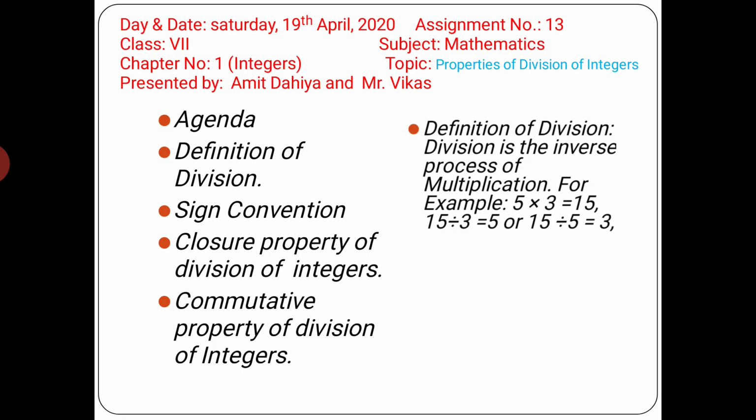So first, the definition of division. What do you mean by the definition of division? Division is the inverse process of multiplication. As you know, division is the inverse process of multiplication. What does that mean? For example, we take 5 into 3. 5 multiplied by 3 gives us 15. Now, if we rewrite this statement as a division, we can write 15 divided by 3 gives us 5, or 15 divided by 5 gives us 3.